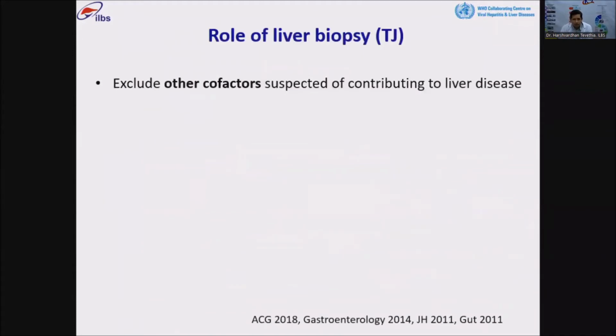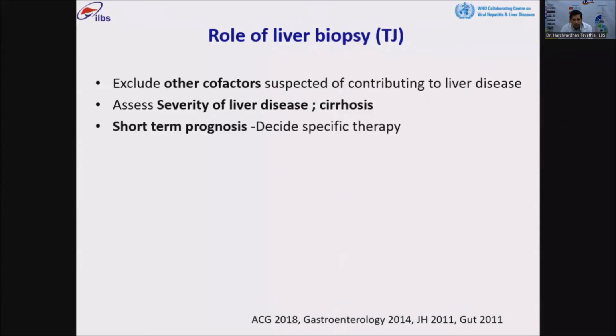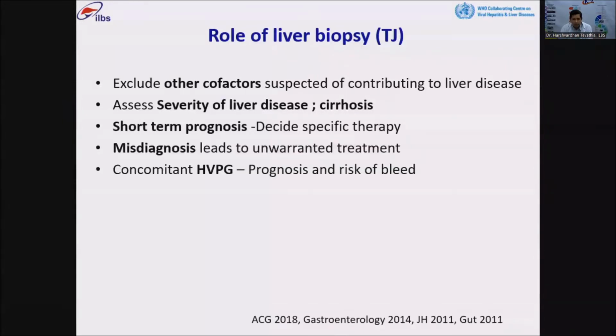Now, coming to the role of liver biopsy, which I suggested is for definitive alcoholic hepatitis. For example, it reduces the confounding factors which I mentioned earlier. It also assesses the severity of liver disease and cirrhosis, which, as I'll discuss later, has an implication that has been studied in other papers. It also tells us about the short-term prognosis. Misdiagnosis is unwarranted.